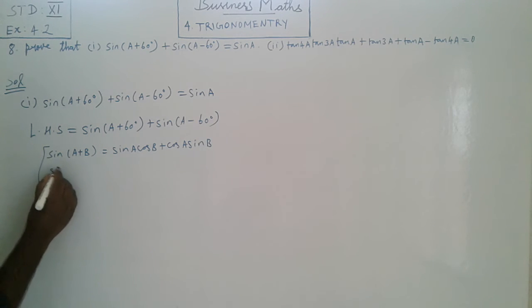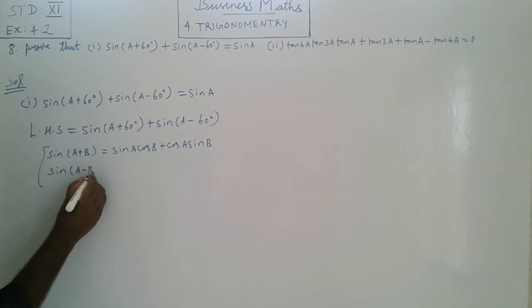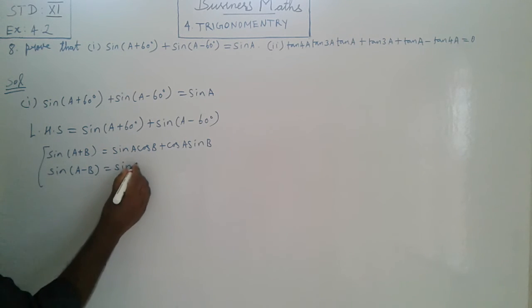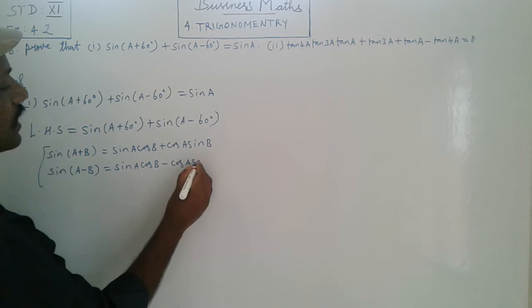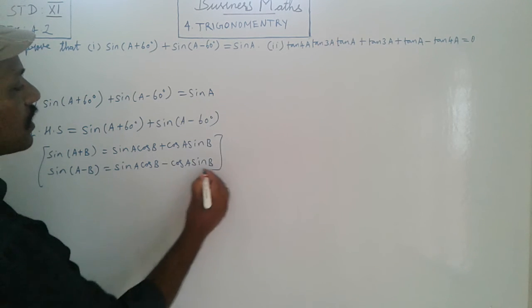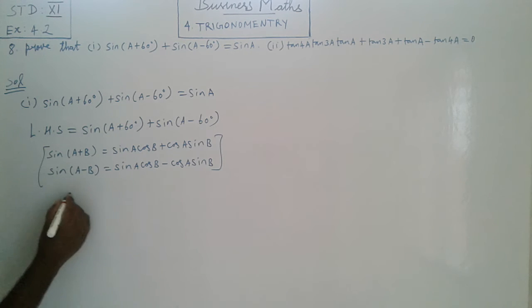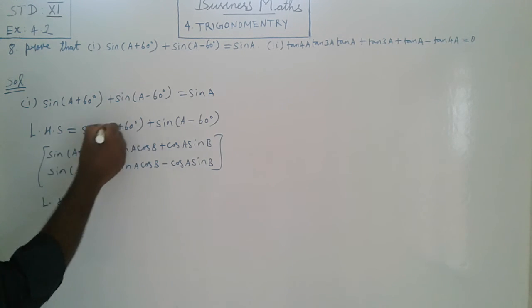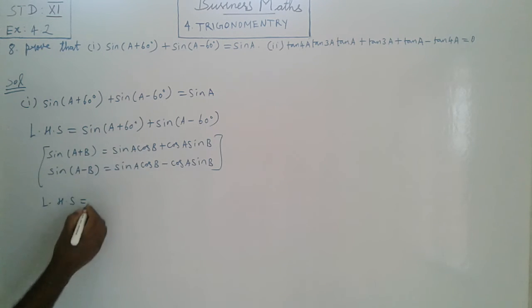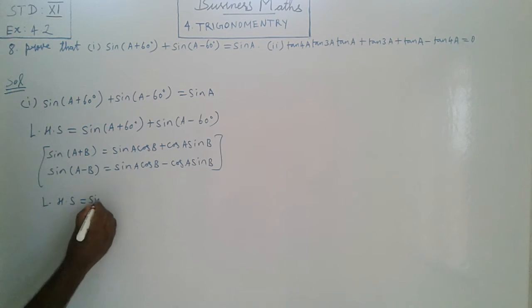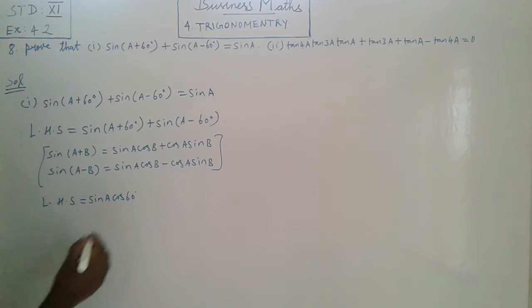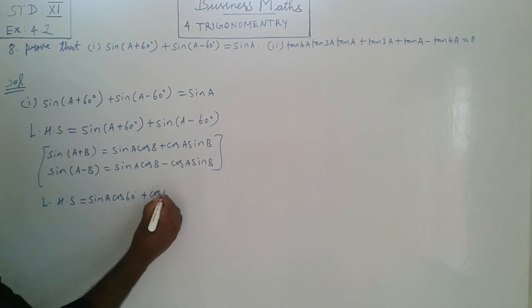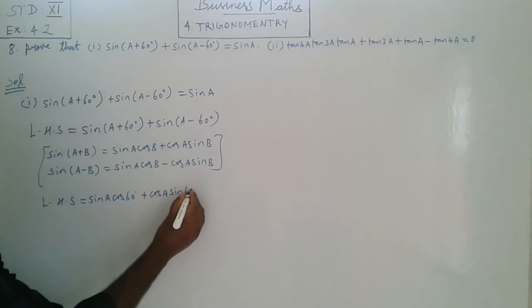Next, sin(a minus b) equals sin a cos b minus cos a sin b. This is the second formula. So we should substitute this formula. LHS equals sin(a plus b), where b is 60 degrees: sin a cos 60 degrees plus cos a sin 60 degrees.